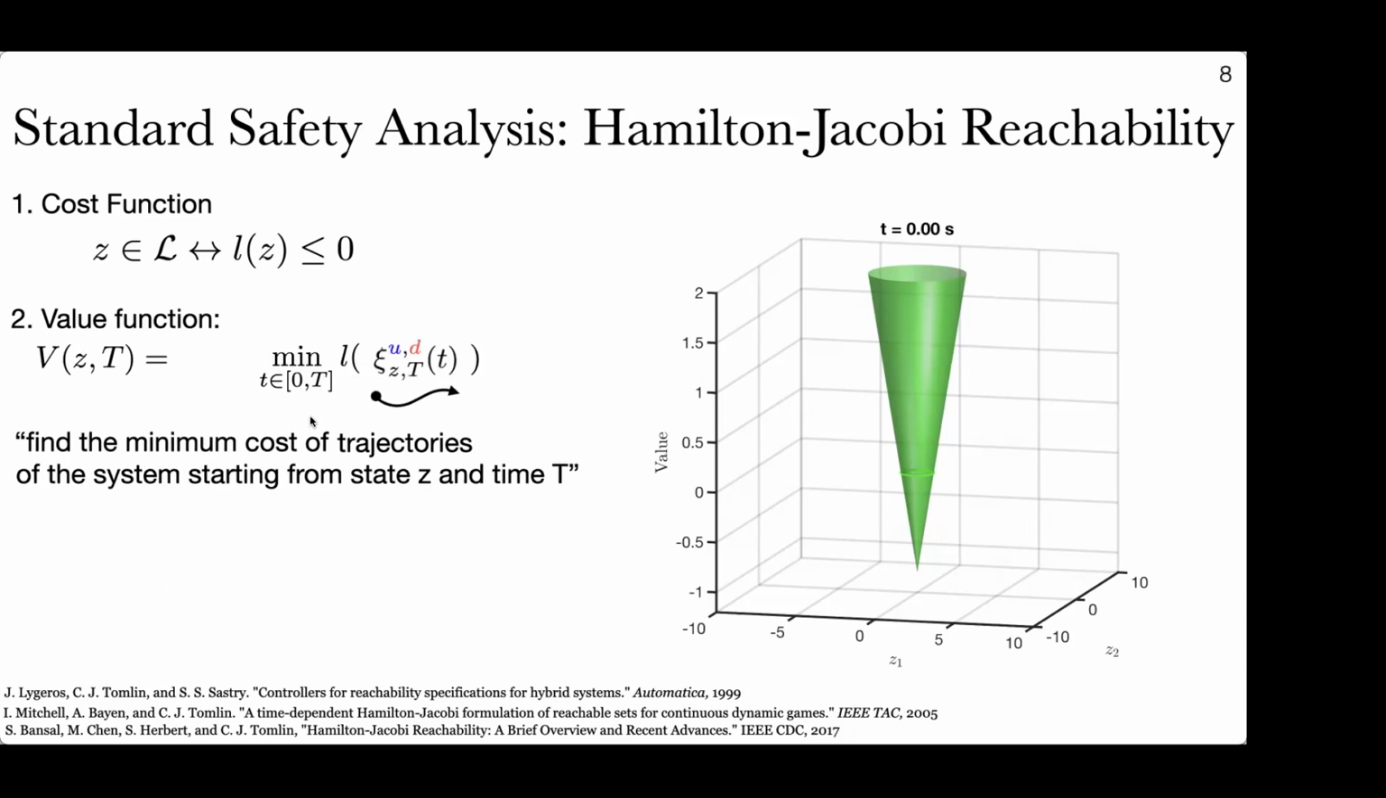Here I'm going to replace the wiggly line with our actual trajectory notation, which looks kind of scary, but this is just saying this will output the state of my system. If I start at a particular state and a particular time, I apply a control and a disturbance, and I run it for this amount of time.